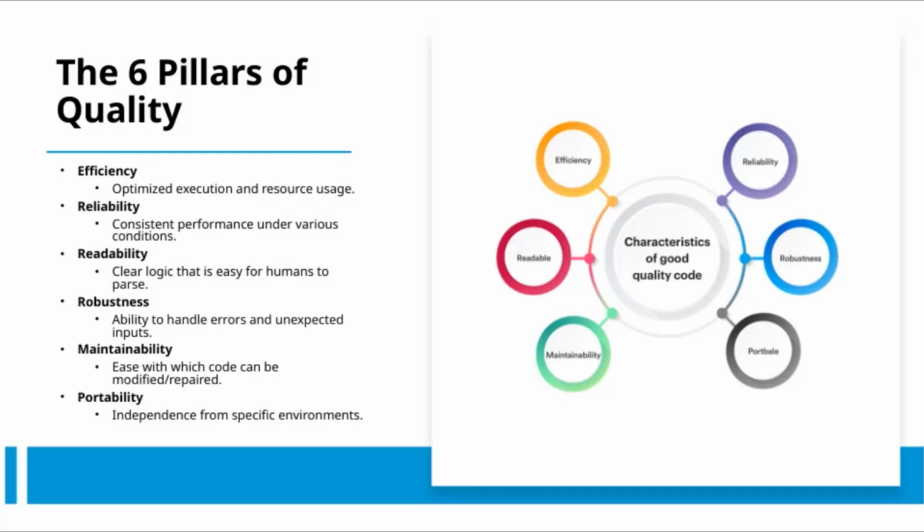When we talk about quality, there are 6 key pillars that guide us. First, efficiency, making sure our work runs smoothly and uses resources wisely. Then, reliability, delivering consistent results no matter the situation. Readability is next, writing code that's clear and easy to understand. Robustness means handling errors and surprises without breaking down. Maintainability ensures we can update and fix things with ease. Finally, portability, the ability to work across different environments. Together, these pillars build strong, dependable systems.